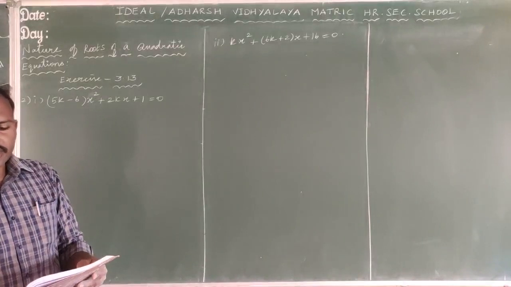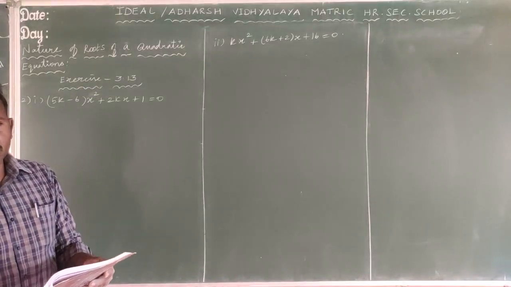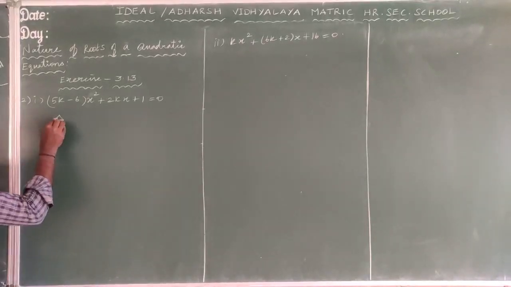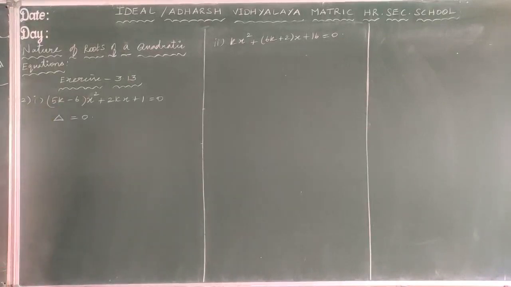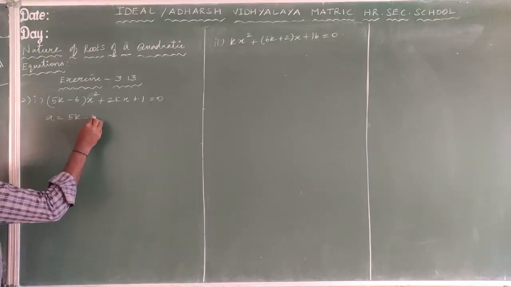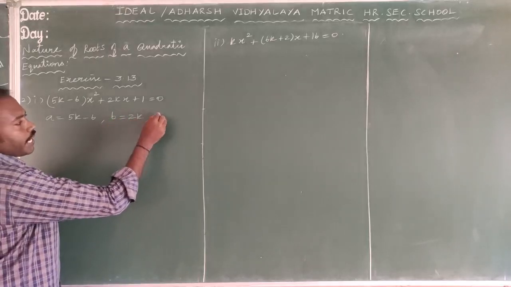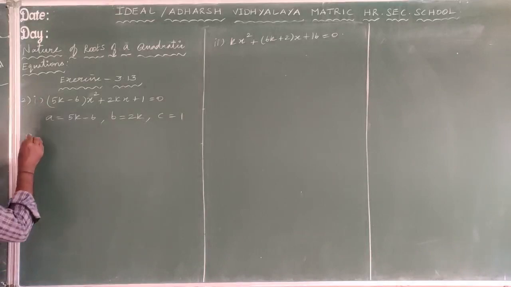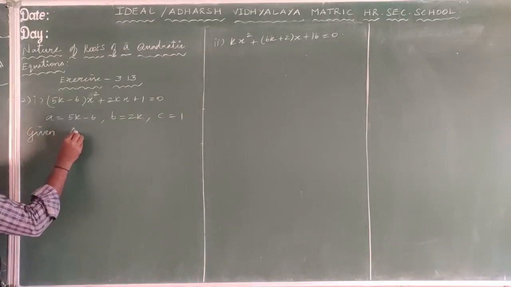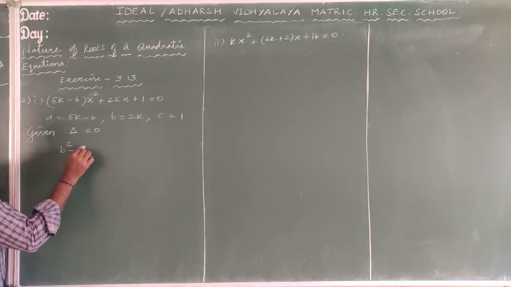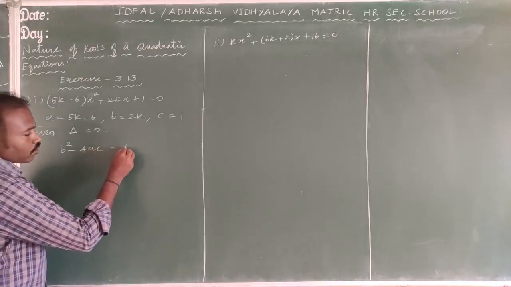Next one, second sum. Find the values of k for which the roots of the following equations are real and equal roots. Given discriminant is equal to 0, because the roots are real and equal. So discriminant is equal to 0. Here a is equal to 5k minus 6, b is equal to 2k and c is equal to 1. Here discriminant is equal to 0. We know the formula, discriminant is equal to b square minus 4ac.